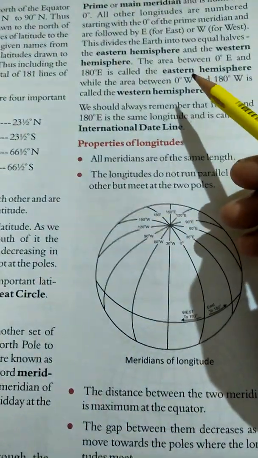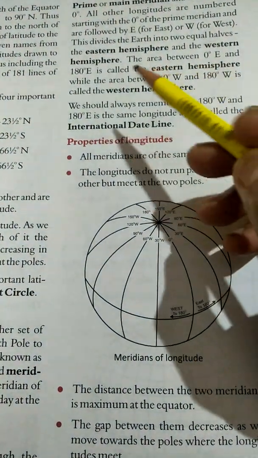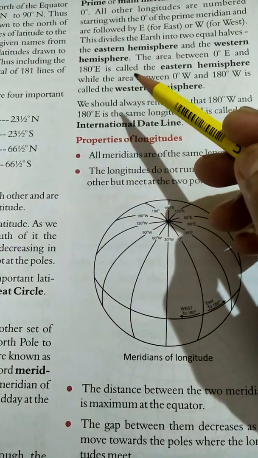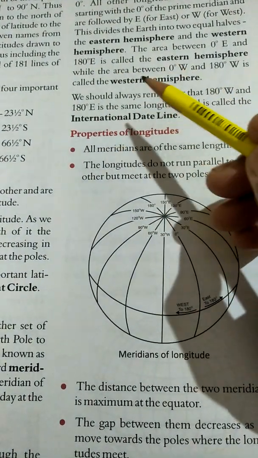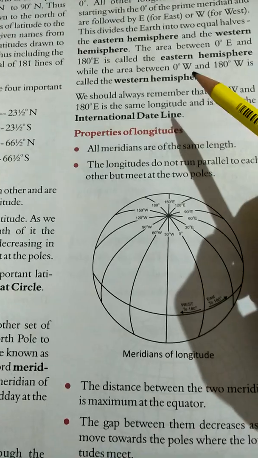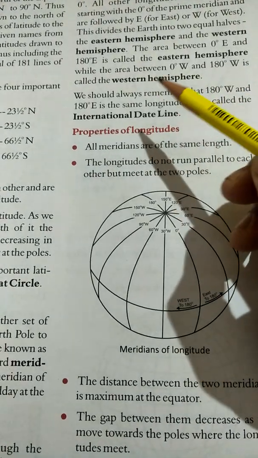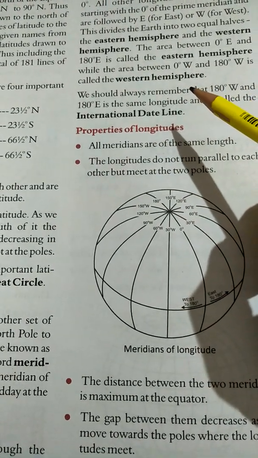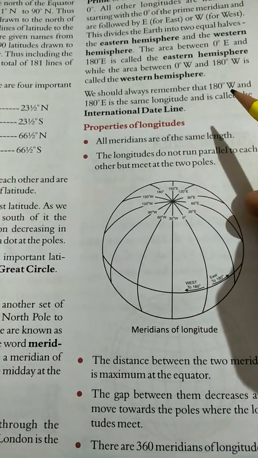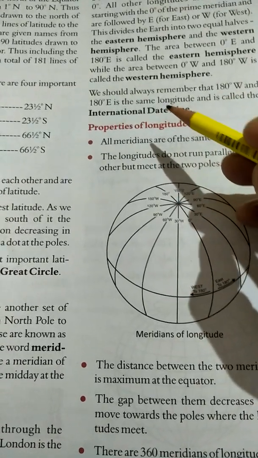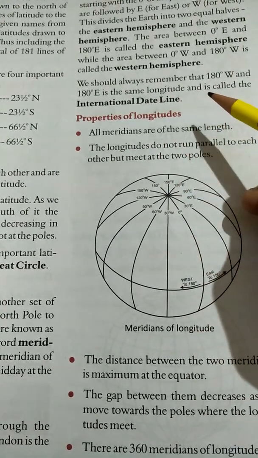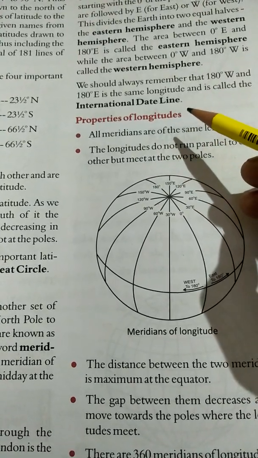The area between 0 degree east and 180 degree east is called the eastern hemisphere, while the area between 0 degree west and 180 degree west is called the western hemisphere. 180 degree west and 180 degree east is the same longitude and is called the international date line.